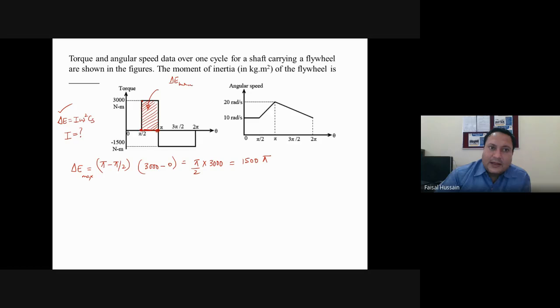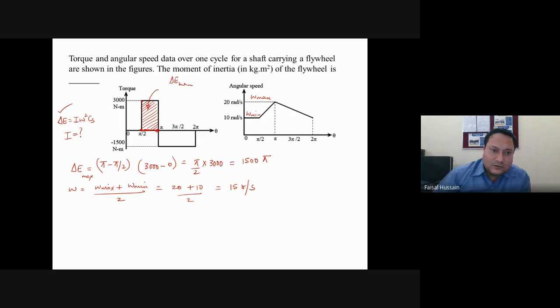अब ओमेगा यानी एंगुलर स्पीड की भी देखो, in this diagram this is the maximum speed and this is the minimum speed. So what is omega? Omega is the mean speed. What is mean speed? Maximum plus minimum divided by 2. So maximum is 20, minimum is 10, 20 plus 10, 30, 30 by 2, that is 15 radian per second.